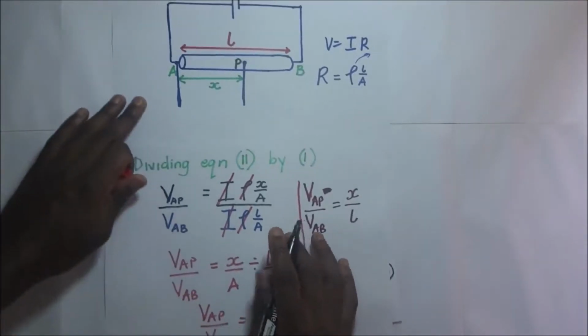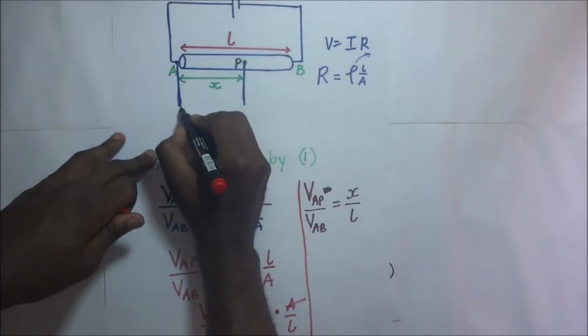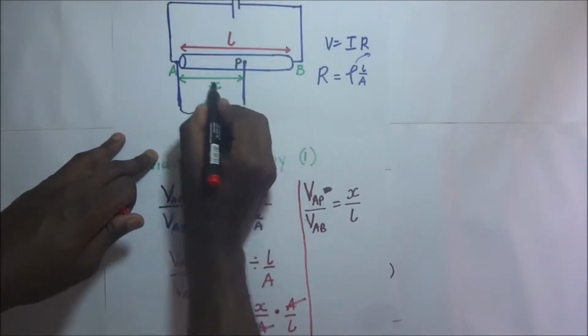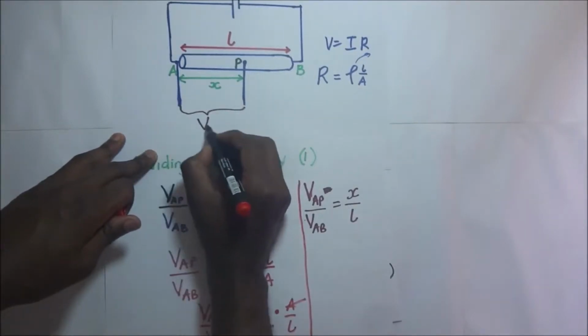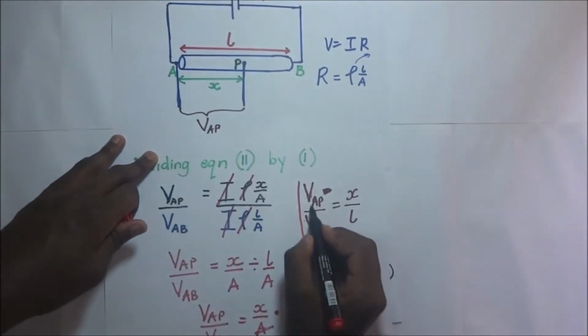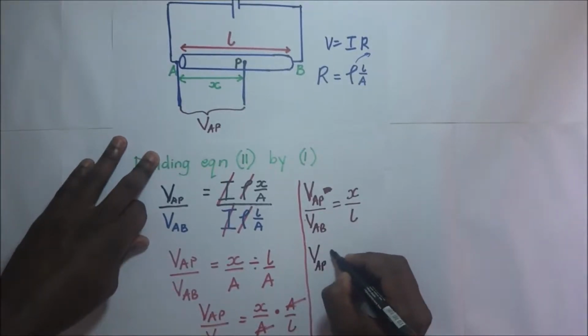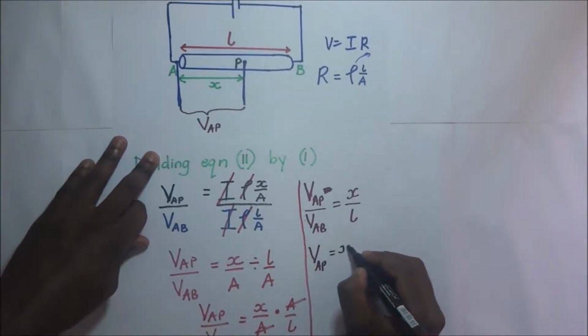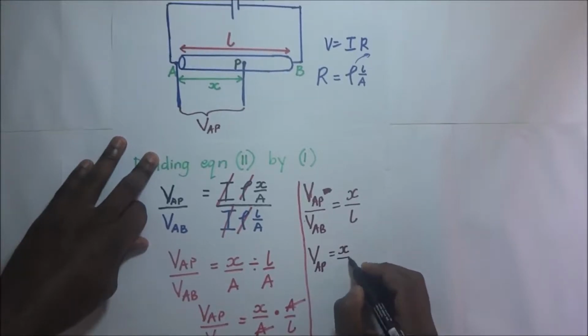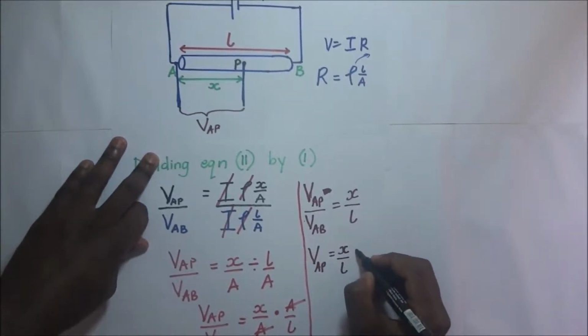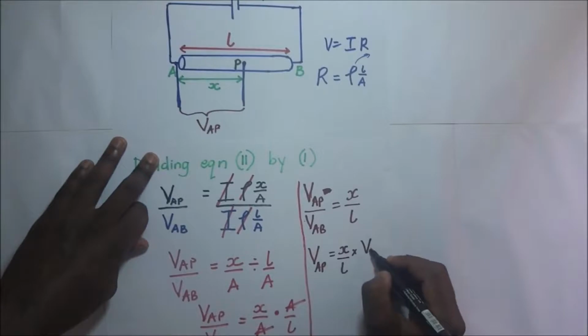Now, if we are interested in finding the potential difference across the portion of this wire, which happens to be VAP, that means we shall make VAP the subject of the formula. VAP is going to be equal to X over L multiplied by VAB.